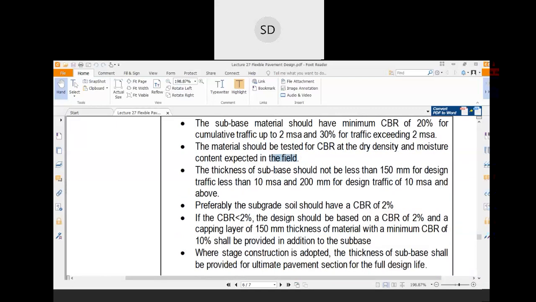The thickness of subbase should not be less than 150 mm for design traffic less than 10 MSA, and 200 mm for design traffic of 10 MSA and above. So this is the minimum thickness: 150 mm for design traffic less than 10 million standard axle loads, and 200 mm if the design traffic exceeds 10 MSA.